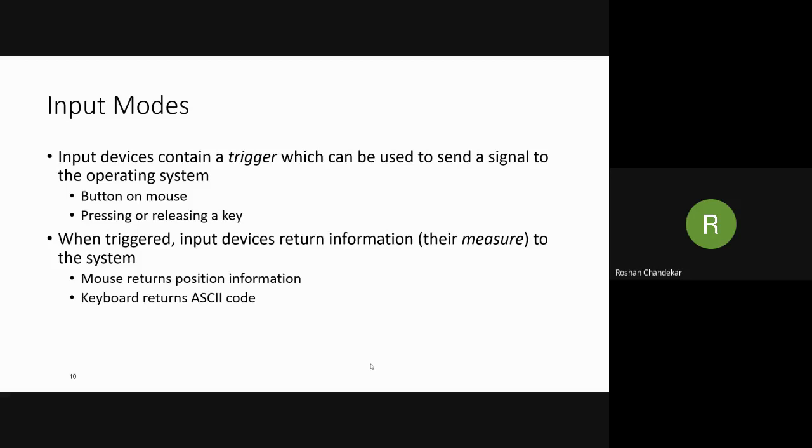When we say trigger, what do we mean? Clicking a mouse button, or pressing a key on the keyboard. When we press a button of the mouse, the mouse returns the position information. And when we press a button of our keyboard, it returns the ASCII code. Every key has its ASCII code, American Standard Code for Information Interchange. That code we use.